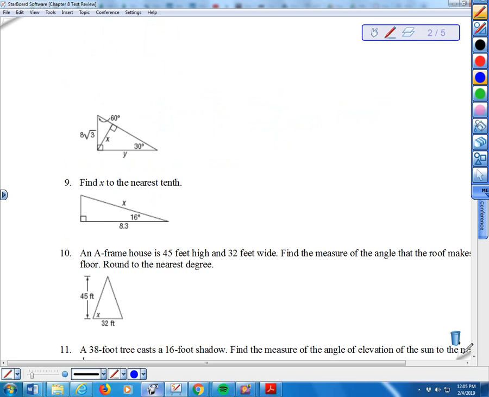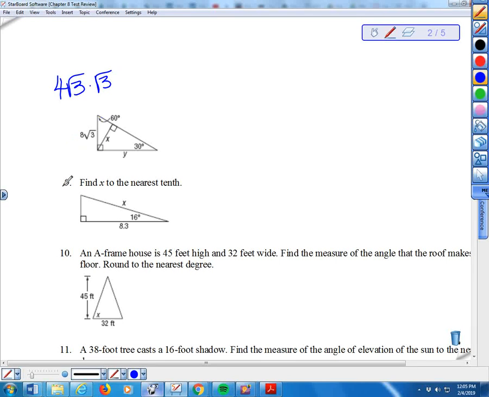Okay. Find x and y. The hypotenuse is 8 square root of 3. So that means the side opposite the 30 is 4 square root of 3, which means this is the hypotenuse, sorry. Yeah, 4 square root of 3, which means this is 12. Right, 4 square root of 3 times the square root of 3. Everybody want me to do that again? Or did you follow? Yep.